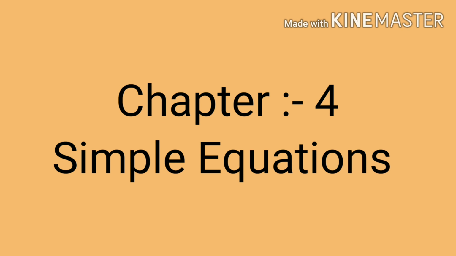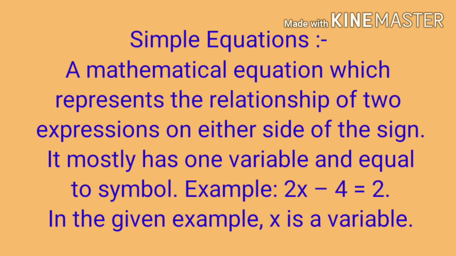Chapter 4: Simple Equations. What is the meaning of simple equations? A simple equation is a mathematical equation which represents the relationship of two expressions on either side of the equal sign. It mostly has one variable and an equal to symbol. Example: 2x minus 4 equal to 2. In the given example, x is the variable.